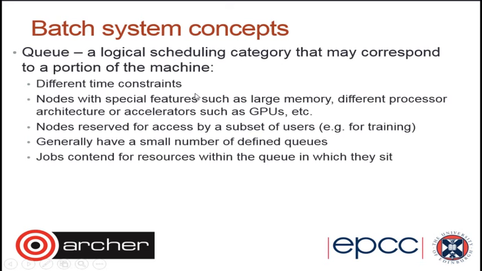Now, HPC machines typically don't have a huge number of different queues. It's usually a small number. And jobs contend for resources within the queue in which they sit. That might seem obvious, but basically you submit to a queue, so you're only competing for resources with other jobs within that queue, typically.